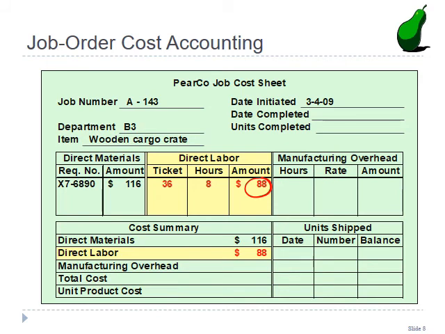See, the accounting department records the labor cost for each time ticket onto the job cost sheet. On the job cost sheet we can see the time ticket 36, right? He worked 8 hours, and what was his hourly rate? 11, so the amount is 88. That amount also comes onto the cost summary. So the total amount of direct labor cost is 88, and this amount is also posted on the summary section of the job cost sheet.